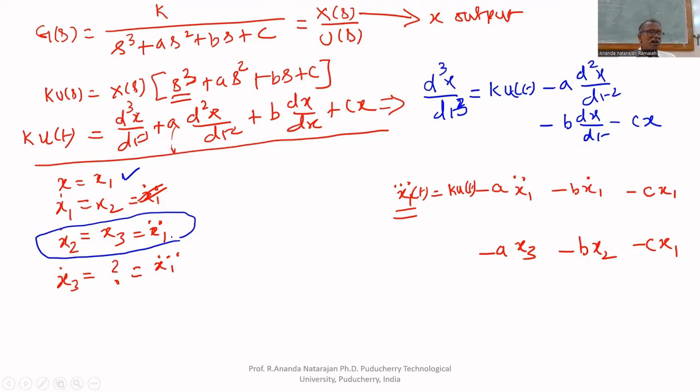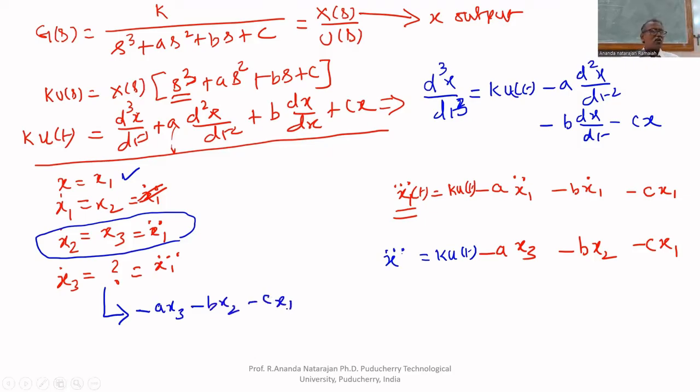If you want to remove a dot, you have to write one number ahead. That's all. X1 dot equal to x2. X2 dot equal to x3. Like that. You have to remember. But x2 dot can be written as x1 double dot. X3 dot is x1 triple dot. X2 equal to x1 dot. So we can write k u of t, x triple dot. Now substitute here. The question mark can be substituted from here: minus a x3 minus b x2 minus c x1.